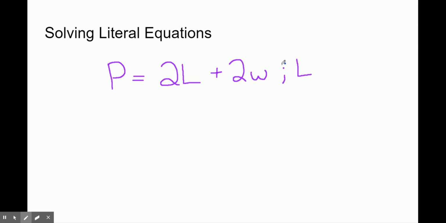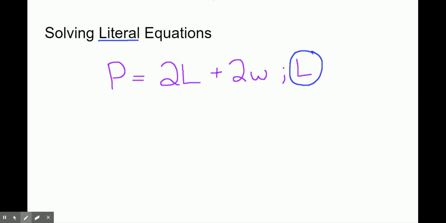All right, so we're going to look at solving literal equations. When we talk about literal equations, these are equations that have multiple variables in the same equation. When we're given a literal equation and it asks us to solve it, it's going to be asking us to solve it for one of the variables in the equation.